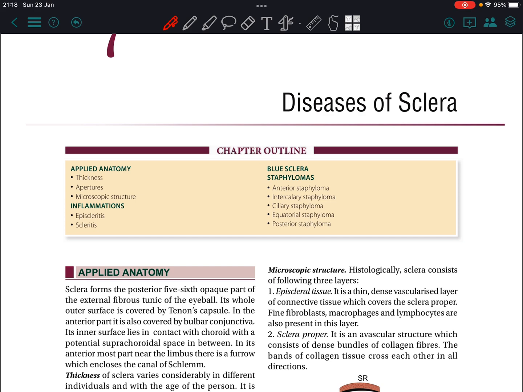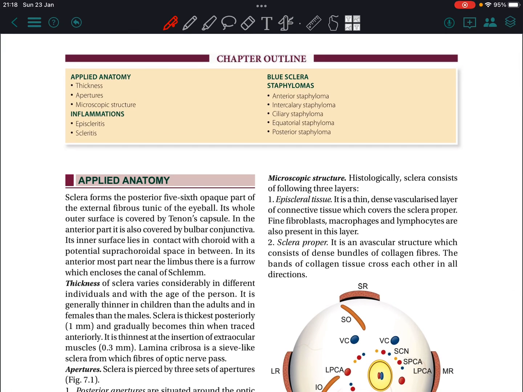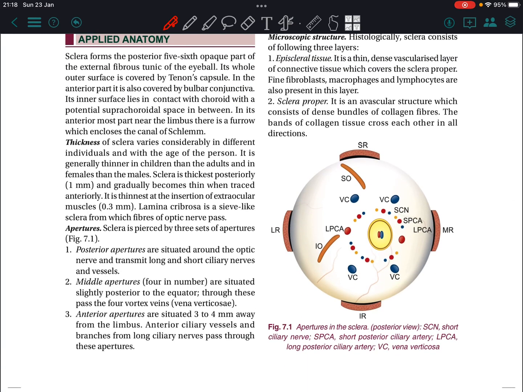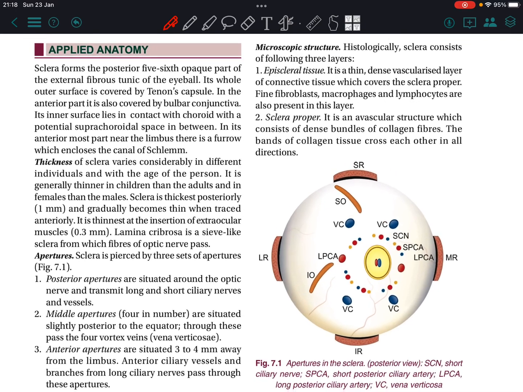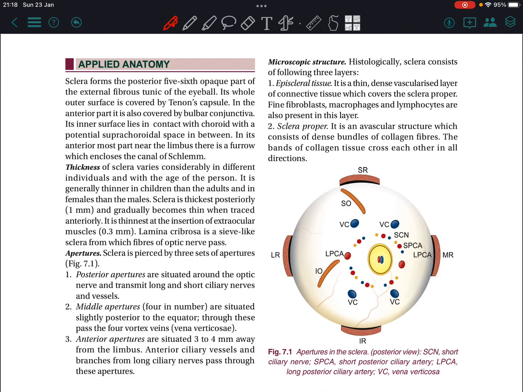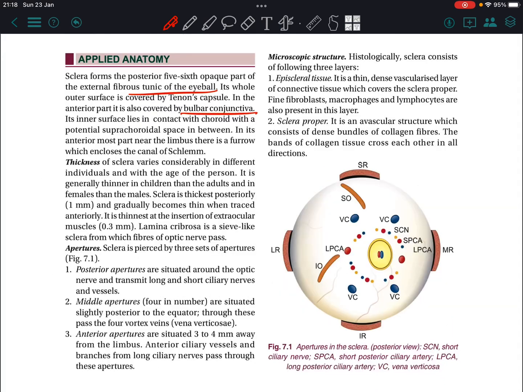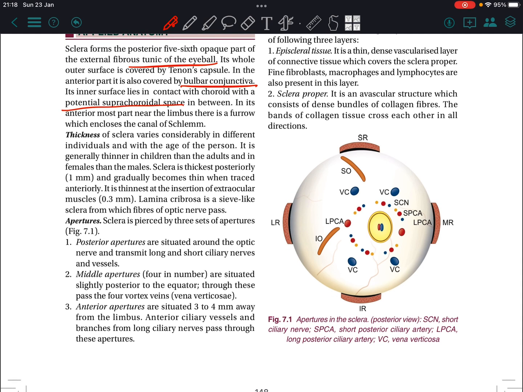We will now quickly see diseases of the sclera. The sclera forms the posterior 5/6 of the opaque part of the external fibrous tunic of the eyeball. Its whole outer surface is covered by Tenon's capsule. In the anterior part, it is covered by bulbar conjunctiva. The inner surface lies in contact with the choroid with a potential suprachoroidal space in between. In its anteriormost part near the limbus, there is a furrow which encloses the canal of Schlemm.